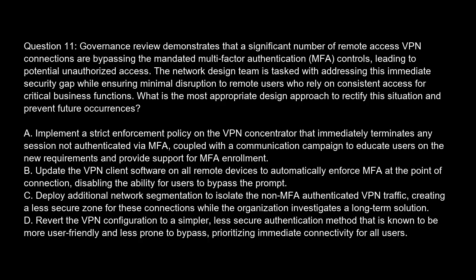Option C. Deploy additional network segmentation to isolate the non-MFA authenticated VPN traffic, creating a less secure zone for these connections, while the organization investigates a long-term solution. Option D. Revert the VPN configuration to a simpler, less secure authentication method that is known to be more user-friendly and less prone to bypass, prioritizing immediate connectivity for all users.